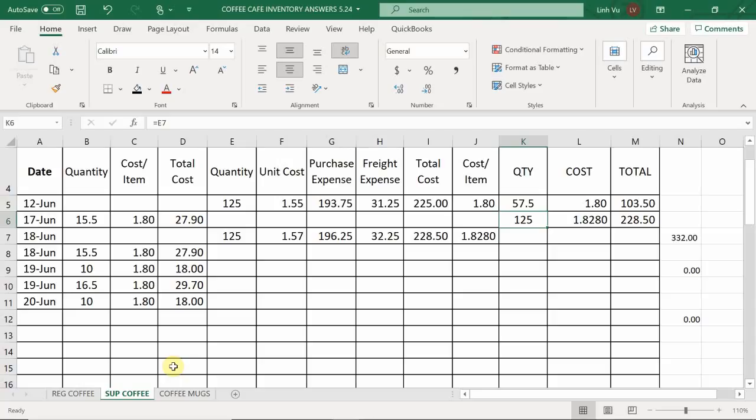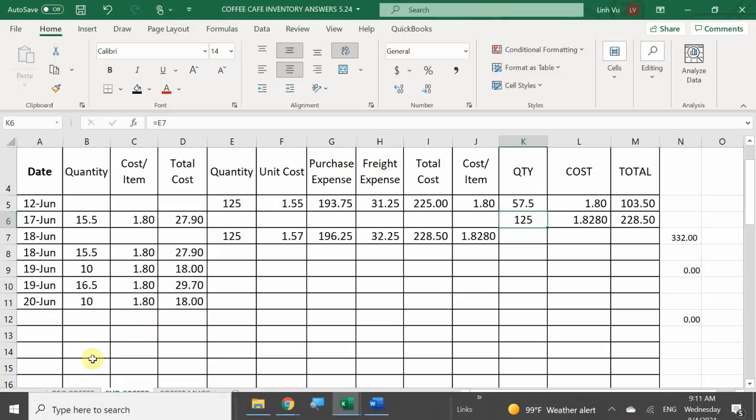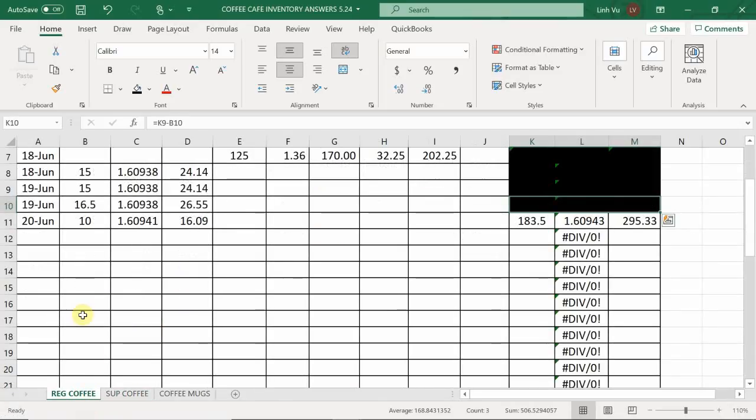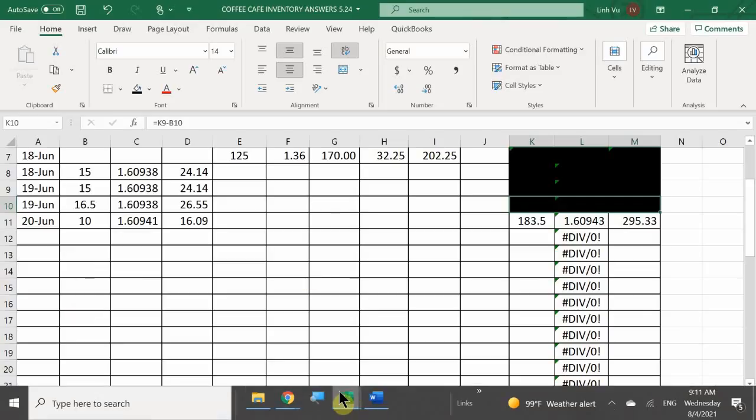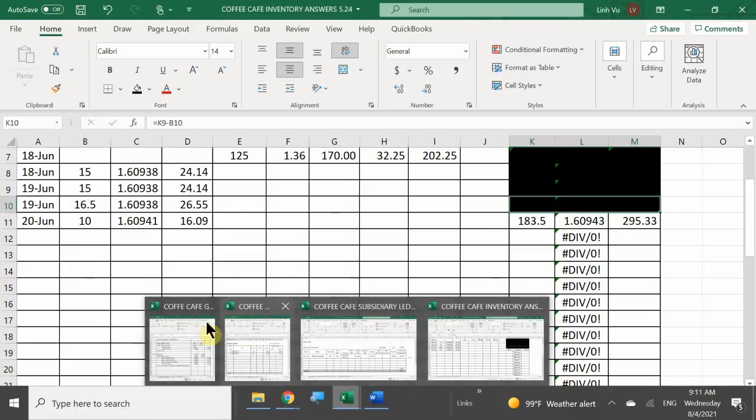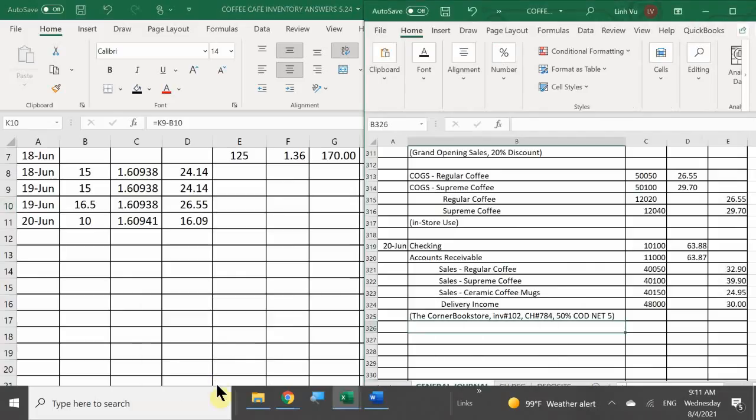Okay. So here I have the exact numbers that I'm looking for. It cost me $18 to sell my Supreme coffee. Okay? And it cost me $16.09 for my regular coffee. Okay? So then I need to go to my journal because I have to manually take that out of my inventory.